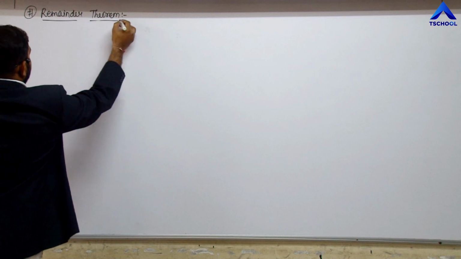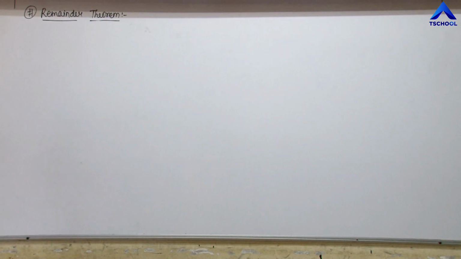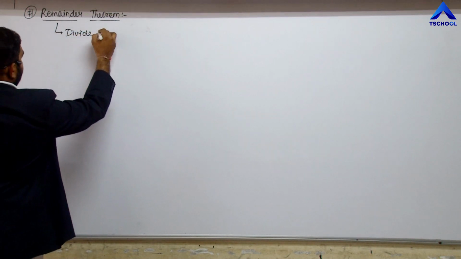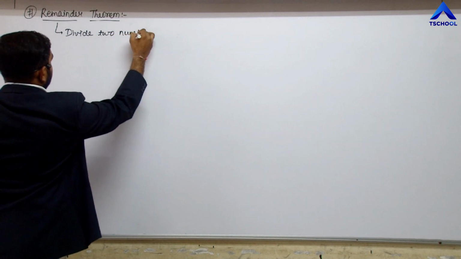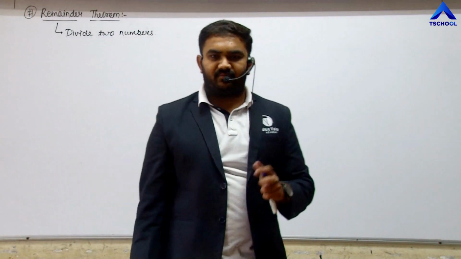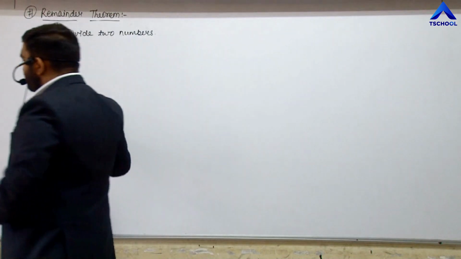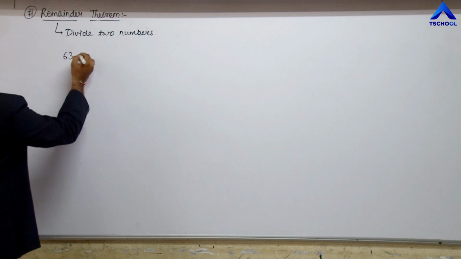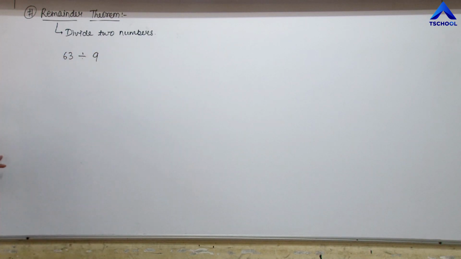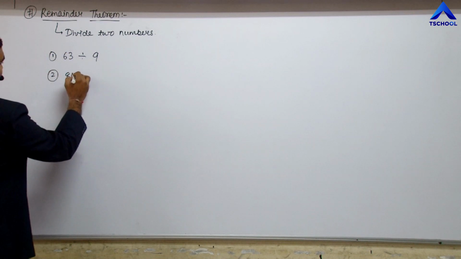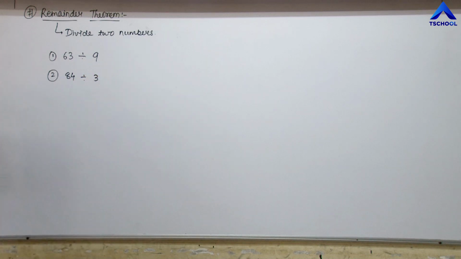Remainder theorem. As the name suggests, a remainder can be obtained when we divide two numbers, right? When we divide two numbers, then we can find out the remainder of that division. Suppose, for example, as we studied in the previous classes, 63 is divided by 9, that is the first example. Then the second example, 84 is divided by 3, right? I have these two examples right now.